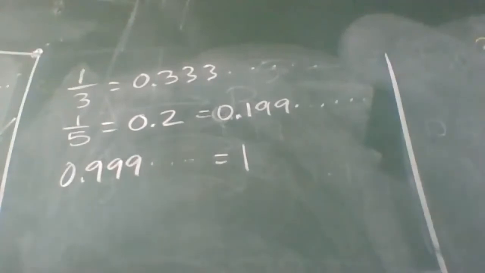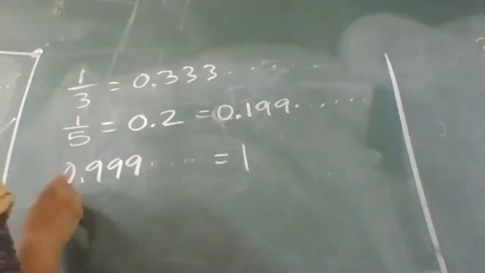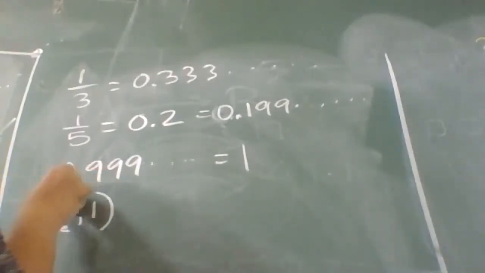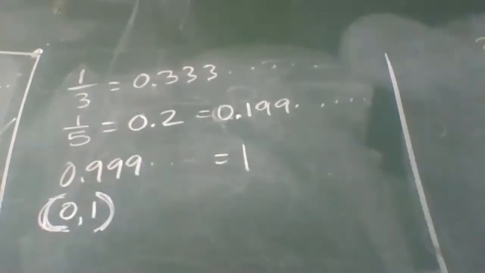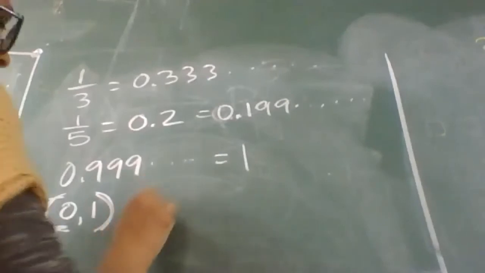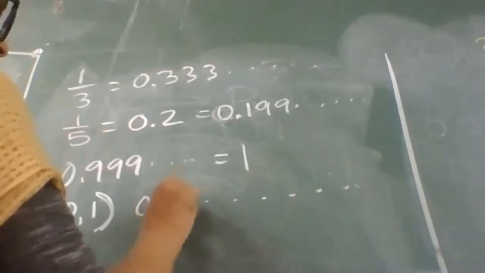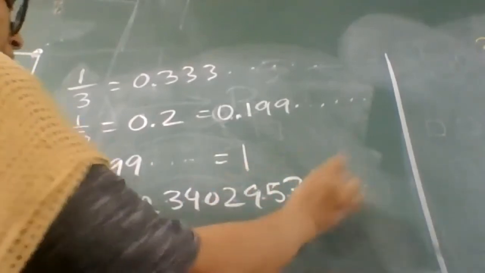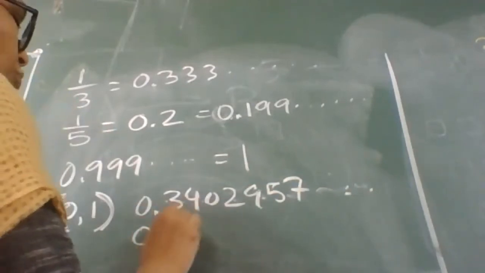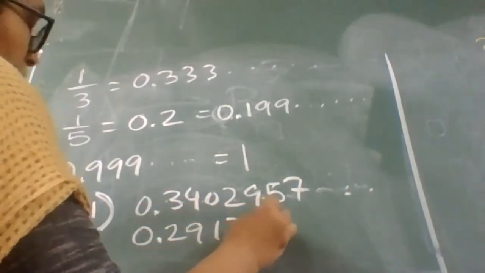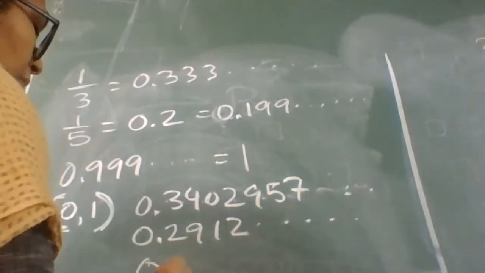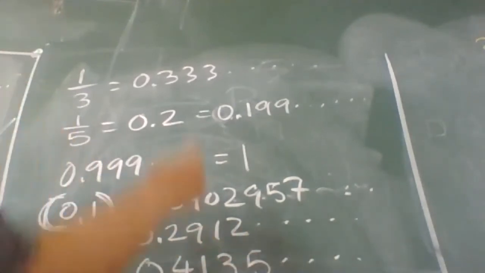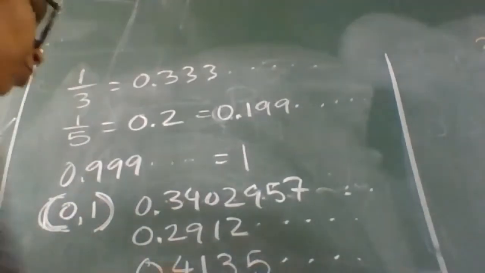Now let's look at just this interval 0 to 1, all numbers that are strictly between 0 and 1. All of these numbers can be written as 0 point something something something. 0.3402957. The next number can be written as 0.20913, and the next number can be 0.4135. Like that.